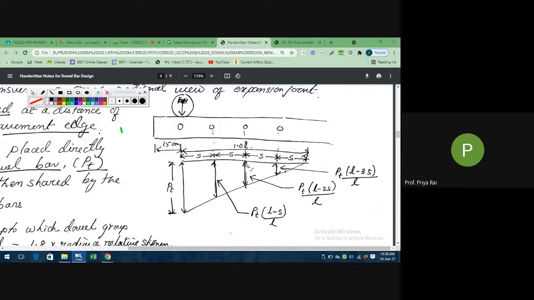For this triangle, tell me now, what is this height? This was your PT3, the third, for the third dowel bar, the load transfer. So PT3. Now what is this distance then? How much is this distance now?